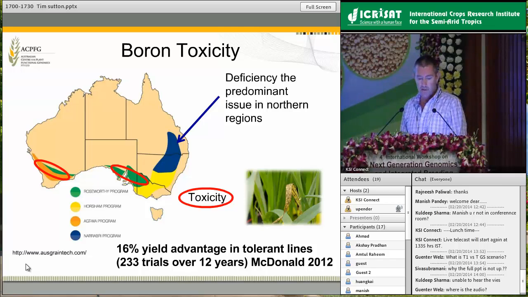So there's a large study done recently looking at about 230 trials over about 12 years by Glenn MacDonald in Australia, and it showed on average that tolerant genotypes have about a 16% yield advantage over intolerant genotypes in southern environments of Australia.